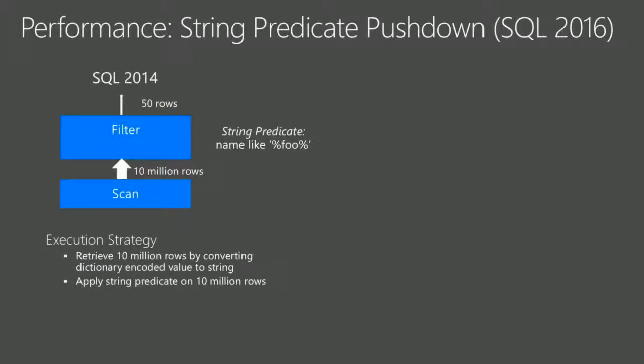The third thing that we have done is the string predicate pushdown. Previously, string predicate pushdown was not there. So imagine this. Here I'm scanning 10 million rows, and my predicate, for example, is a search: give me rows where name is like a certain thing, right? So the filter happens here. Each row that comes out will be compared string-wise, right? That's how it is done.